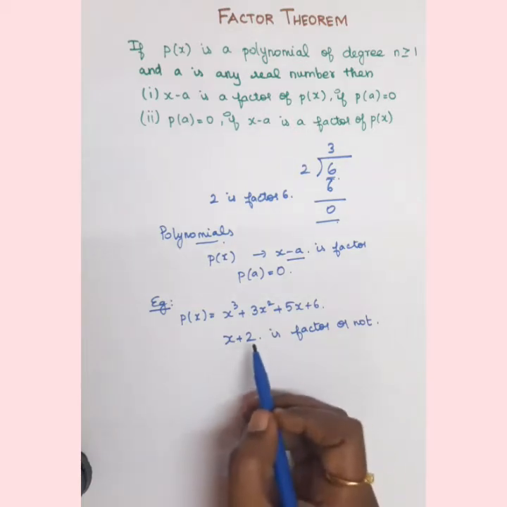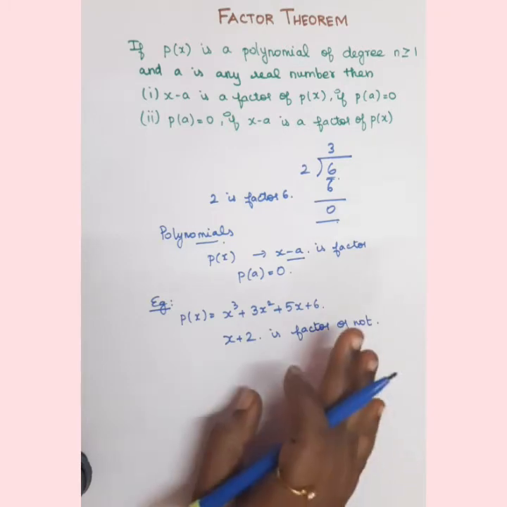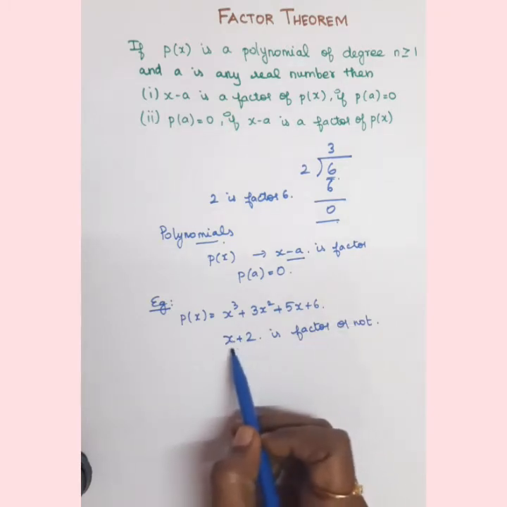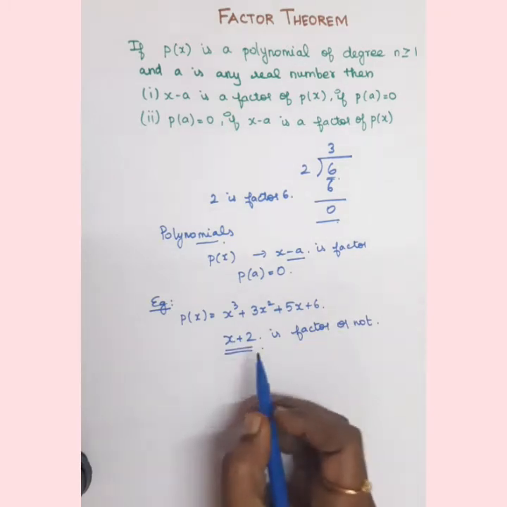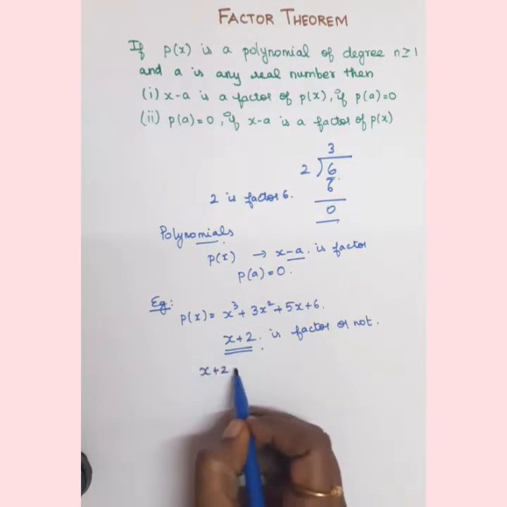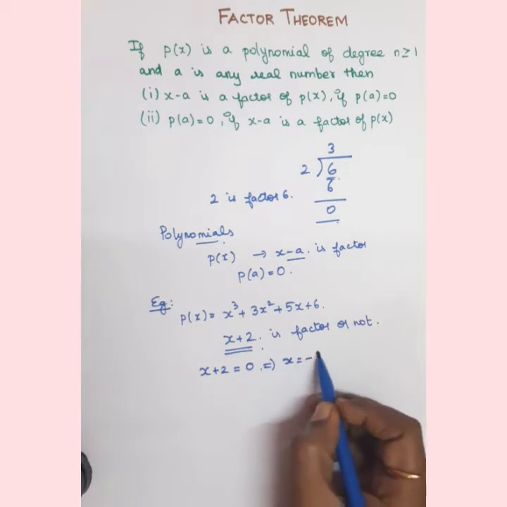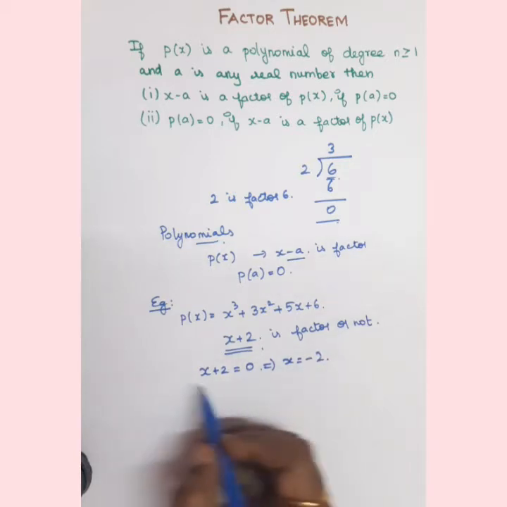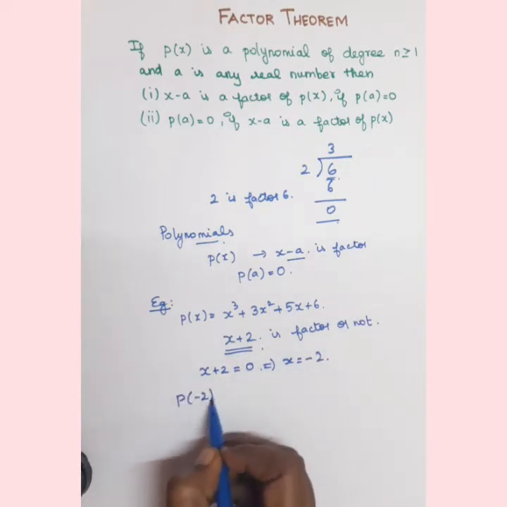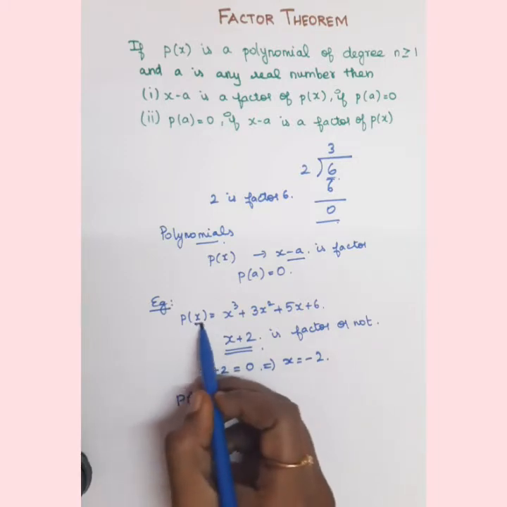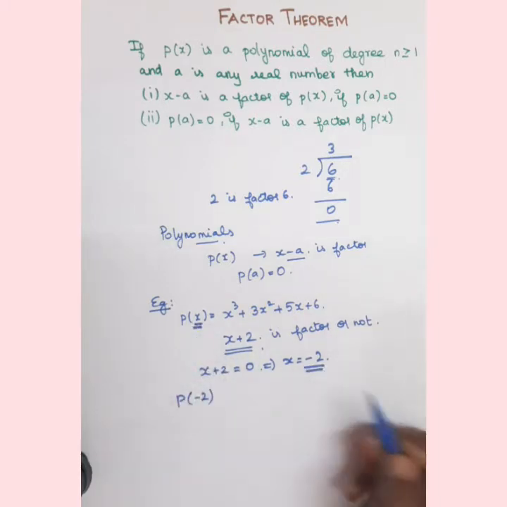Now we are going to find the remainder. To find the remainder, first equate g of x to 0. So x plus 2 equals 0, where x is equal to minus 2. Now substitute minus 2 in p of x. In the place of x, you are going to substitute minus 2.